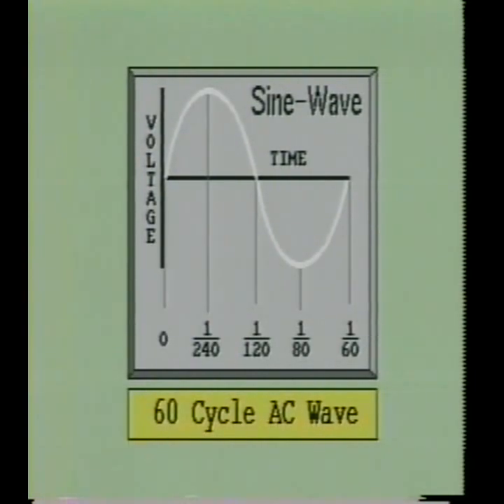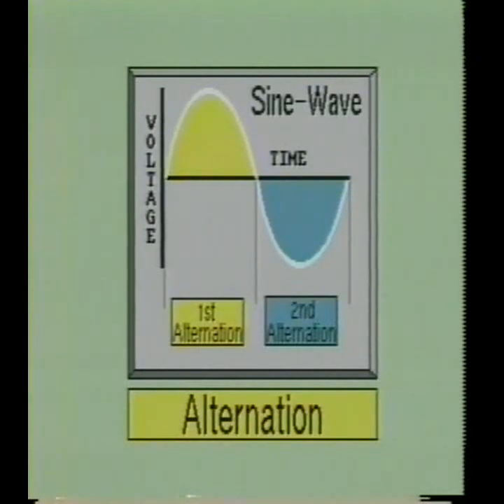Another term which is used in connection with AC is alternation. An alternation is 1/2 of an AC cycle. On the graph of the sine wave, that portion of the sine wave from 0 to 1/120th of a second is one alternation, and the portion of the sine wave from 1/120th of a second to 1/60th of a second is the second alternation which occurs in the sine wave cycle.